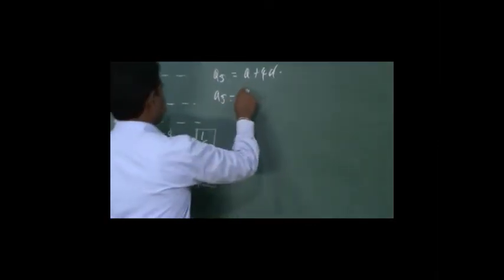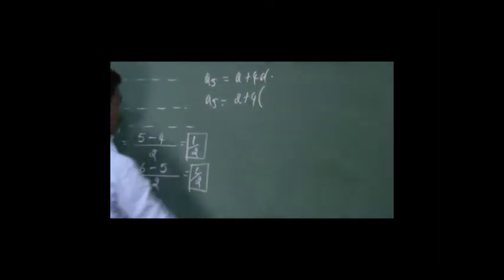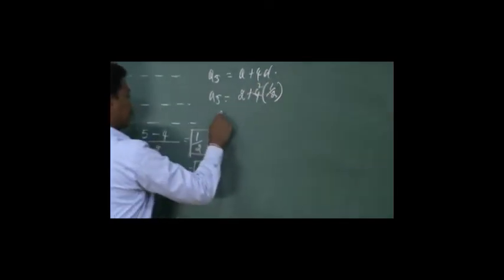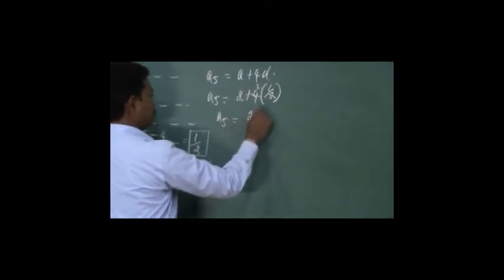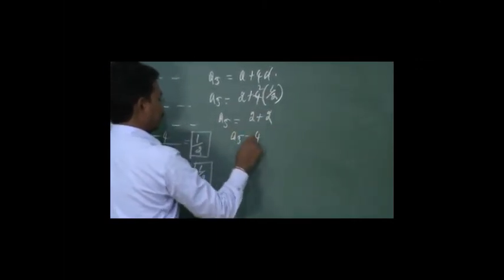So A5 is equal to A, by inspection we can get this, A is equal to 2, plus 4 into D, which is 1 by 2. 2 ones are 2, 2 side goes. So A5 is equal to 2 plus 2 into 1 is 2. So A5 is equal to 4. So this is the 5th term.